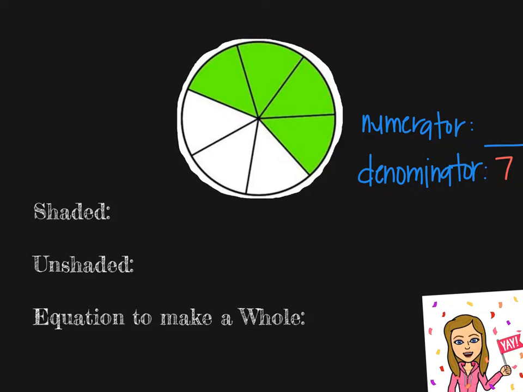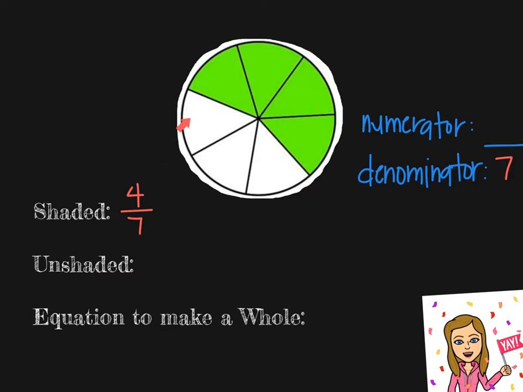Now, the first thing we're going to do is figure out how many shaded and then unshaded pieces we have. So the numerator will first correspond to the shaded pieces. So I see 1, 2, 3, 4 pieces that are shaded. So the fraction that we would do is 4/7. 4 are shaded out of 7 total pieces.